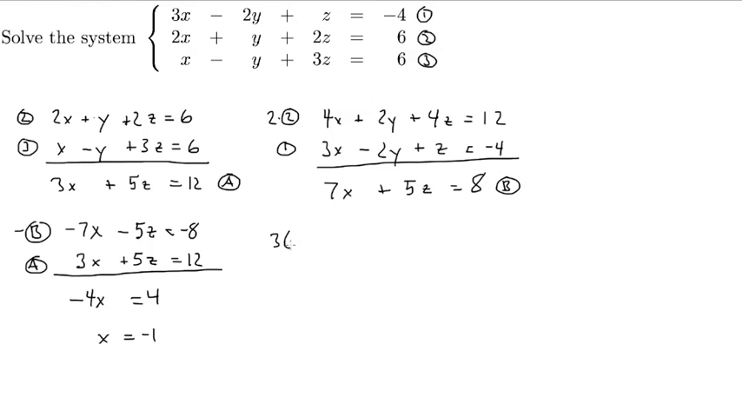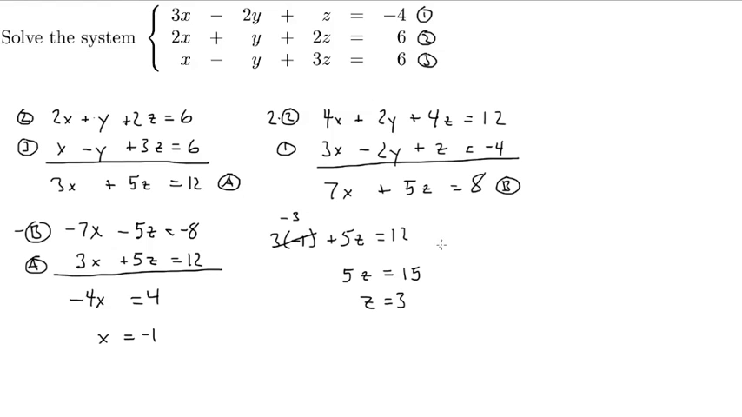So that's 3 times negative 1 plus 5z equals 12. So 3 times negative 1, that's going to be negative 3. So I'm going to add 3 to both sides. That gives me 5z equals 15. Divide by 5, that gives me z equals 3. All right, 2 down, 1 to go. I've got my x, I've got my z. All that's left now is my y.